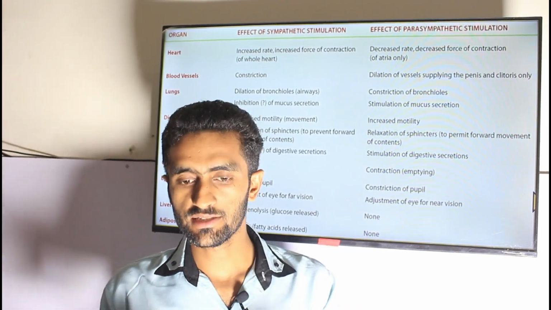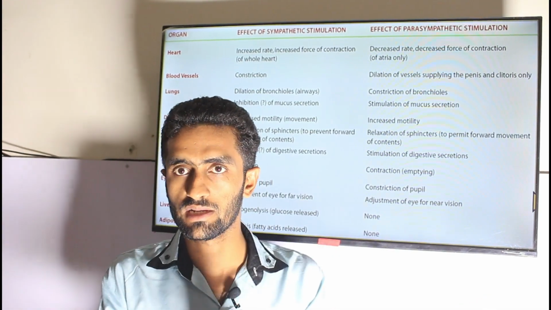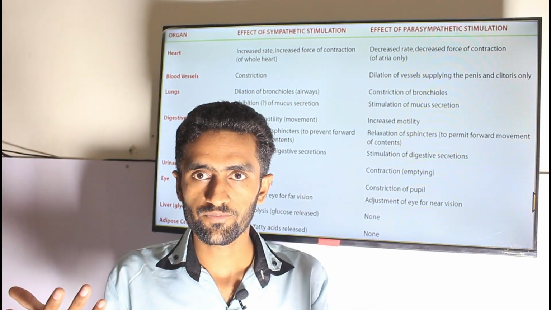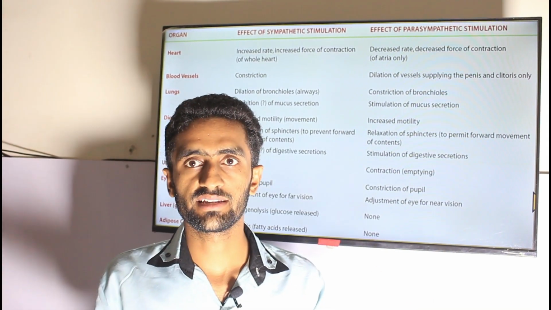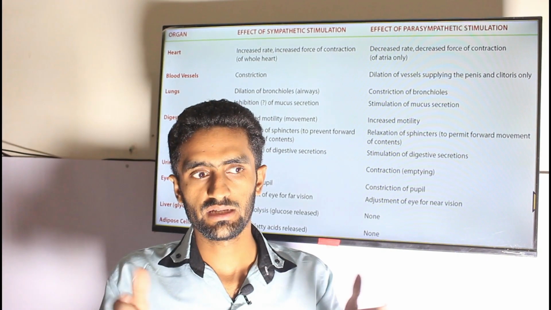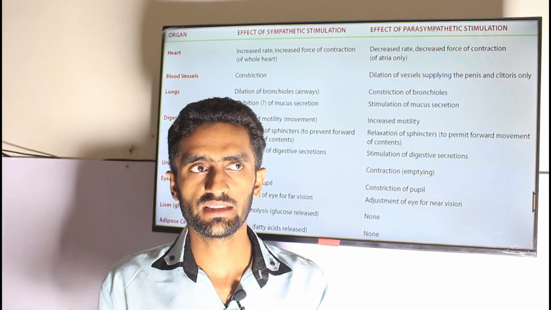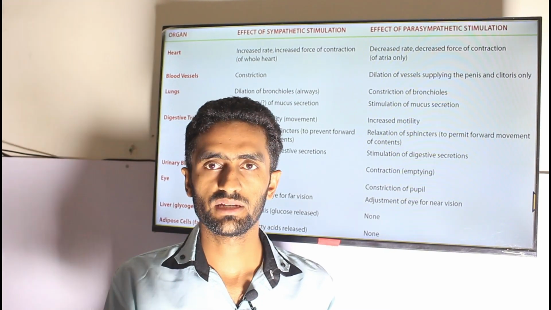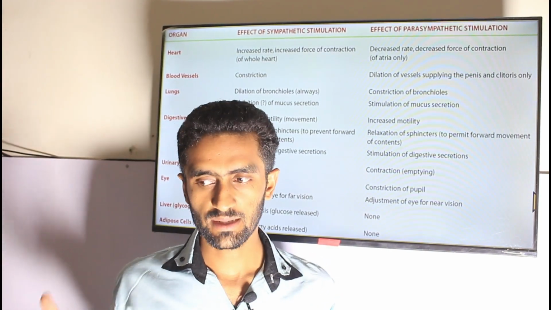Your GIT activity goes down, because it's rest and digest for the parasympathetic. We are looking at the sympathetic because you are running away from the dog. What about urination? No, I am running away from the dog. So how should I think regarding urination? Your sphincters are going to be closed. Emission is associated with the sympathetic, while penile erection is associated with the parasympathetic.